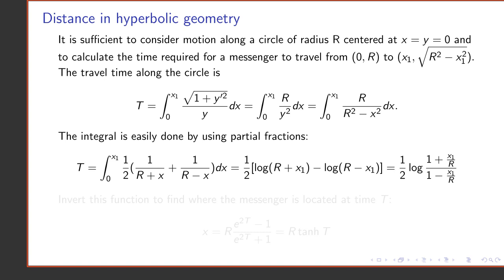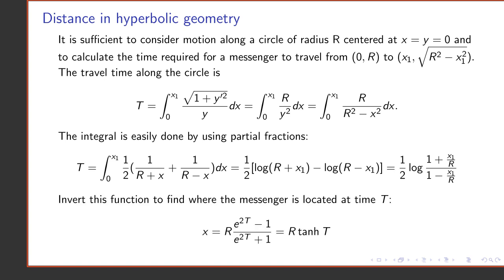And if you're really eagle-eyed and have a memory like an elephant, you say, hey, isn't that another way of writing the inverse hyperbolic tangent function? Well, it is, but we're going to rediscover this. I'll invert this function by solving for x1 in terms of t, and what I find is that x equals r times the hyperbolic tangent of t. In other words, the distance horizontally that a Hermes messenger travels is proportional to the hyperbolic tangent of the travel time.